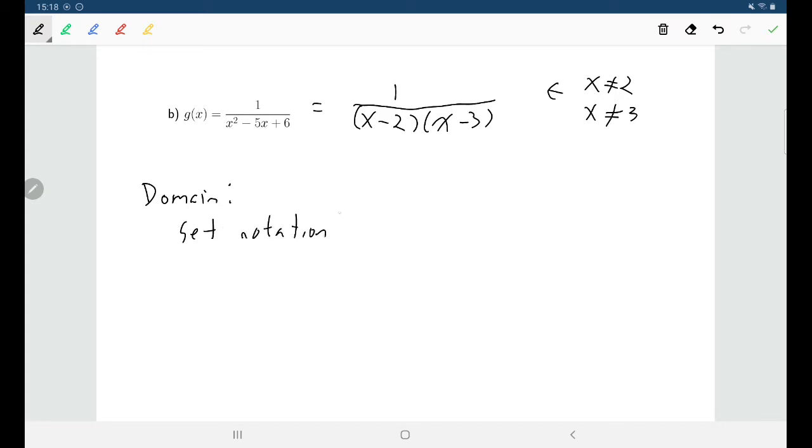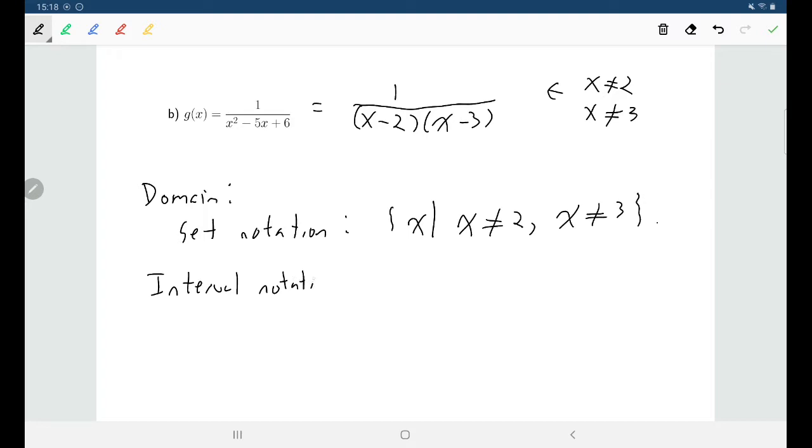We'd say that it's the set of all x's such that x is not 2 and also x is not 3. And that would be how I would specify that it's everything else except for those two values. In interval notation, we would have to express the interval in three pieces.